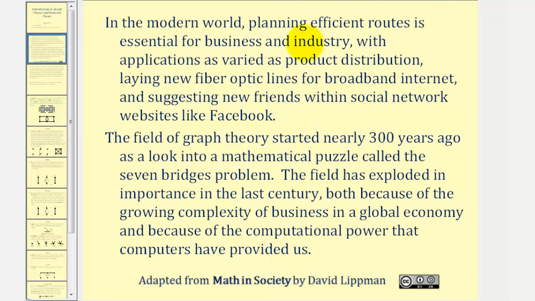In the modern world, planning efficient routes is essential for business and industry, with applications as varied as product distribution, laying new fiber optic lines for broadband internet, and suggesting new friends within social network sites like Facebook. The field of graph theory started nearly 300 years ago as a look into a mathematical puzzle called the Seven Bridges Problem. The field has exploded in importance in the last century, both because of the growing complexity of business in a global economy and because of the computational power that computers can provide us.